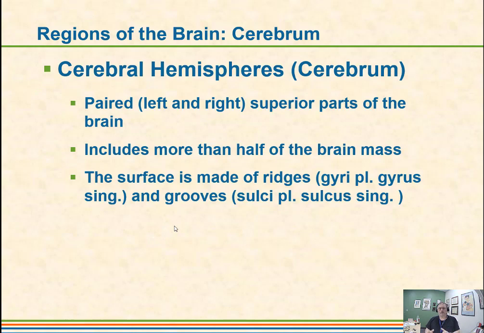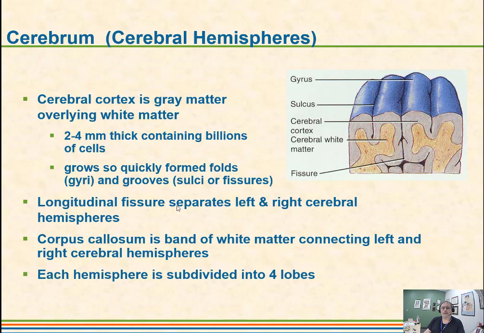Now, the cerebral hemispheres, the brain is divided into right and left parts, paired right and left, superior parts of the brain. It's about half of the brain mass, and it has lots of grooves and ridges. And the grooves are called sulci, and the ridges are called gyri.